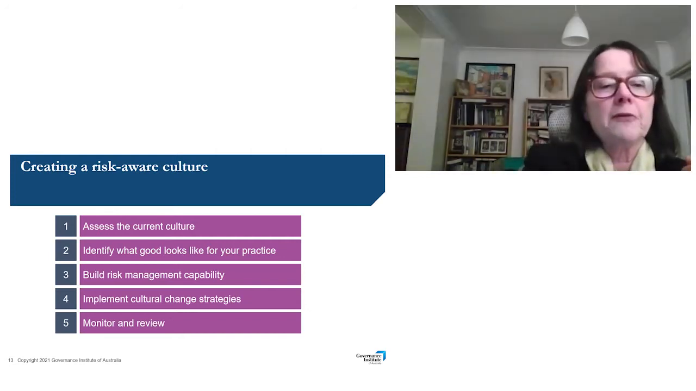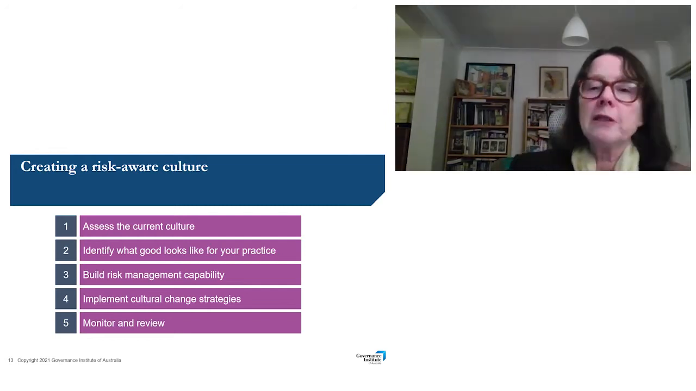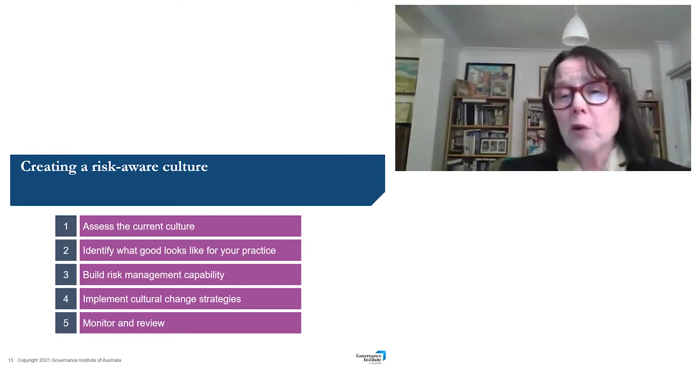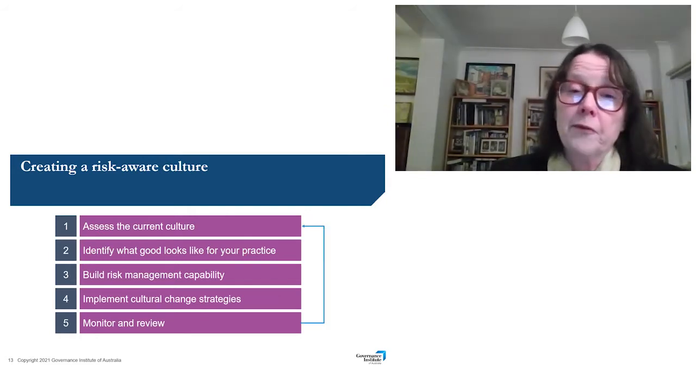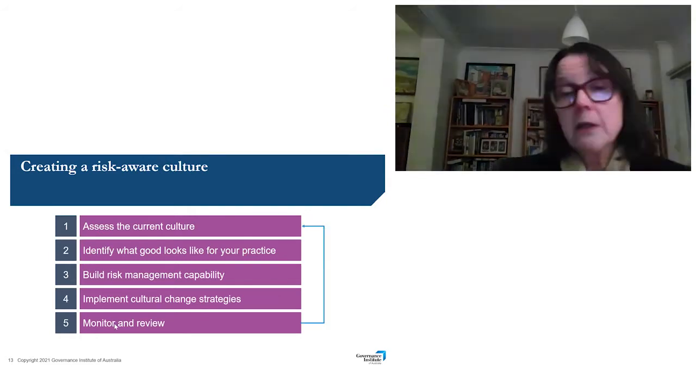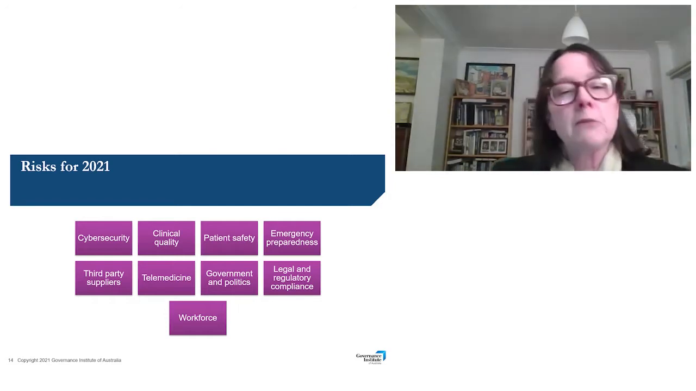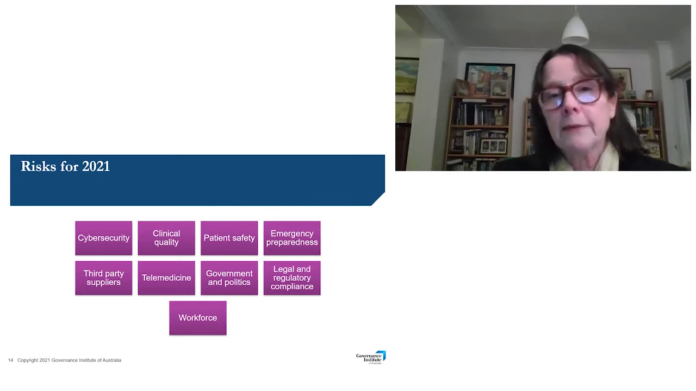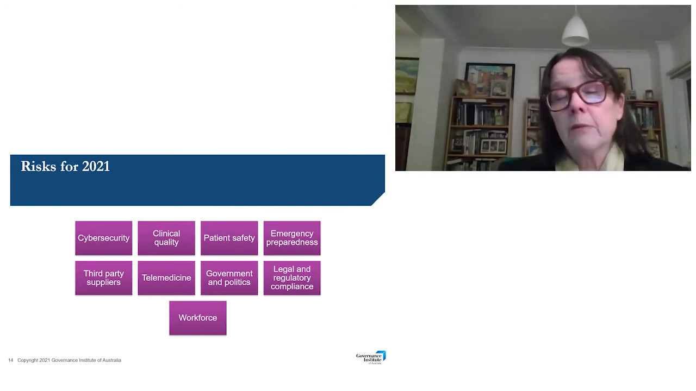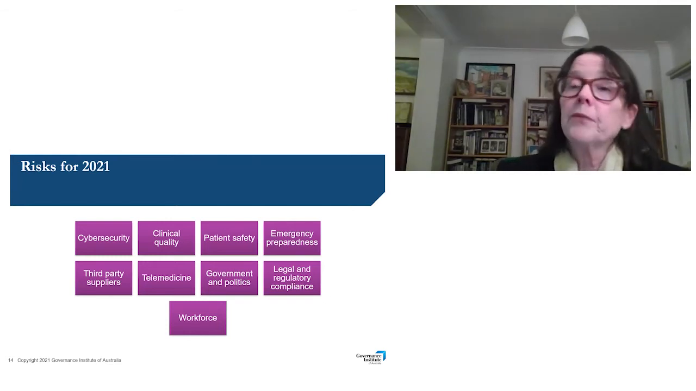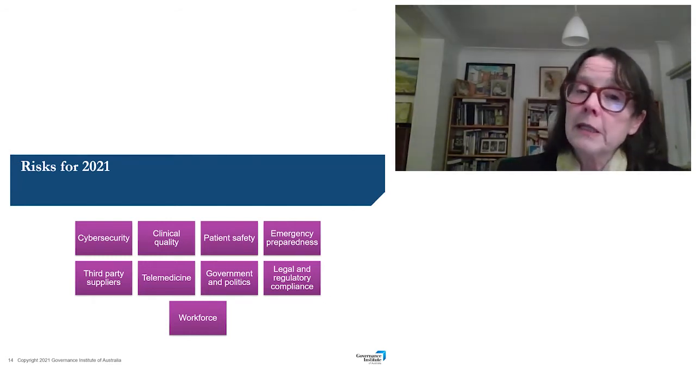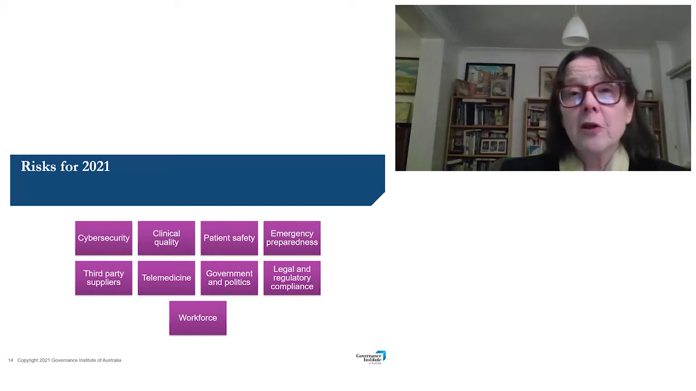Now, that's a bit of a rocket through some important concepts, but I just thought I'd finish by looking at some of the risks for medicine in 2021. So cybersecurity, and this is across a number of sectors. We're seeing this emerging in all sectors of the economy and business. Clinical quality, I think, will always be a risk. Patient safety, similarly. Emergency preparedness. Third-party suppliers, you are reliant on other people to provide stuff for you.